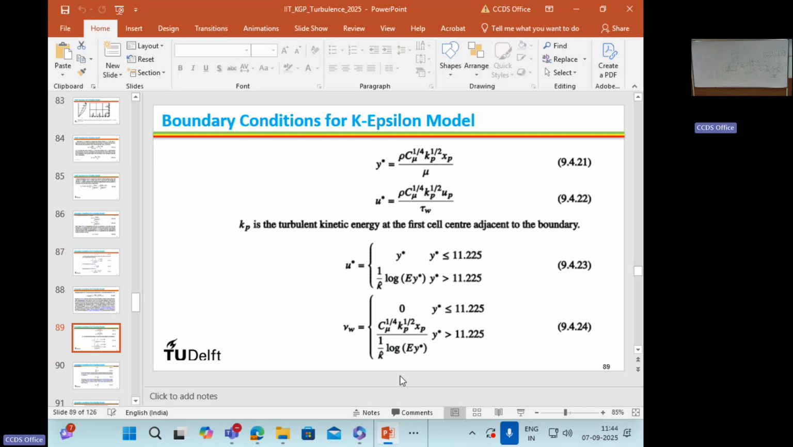U divided by u tau. We don't know u tau, right? Once you solve it, then we'll get the u tau. Before solving, you don't know. Here we non-dimensionalize u tau.